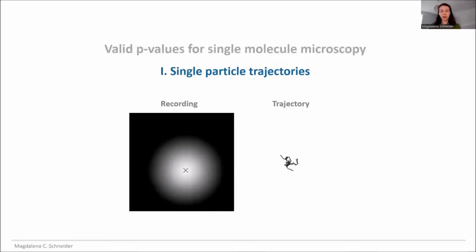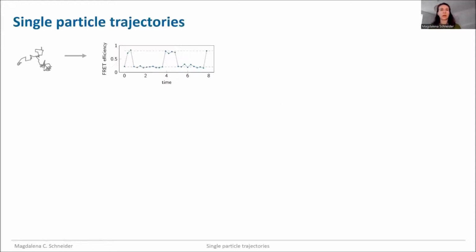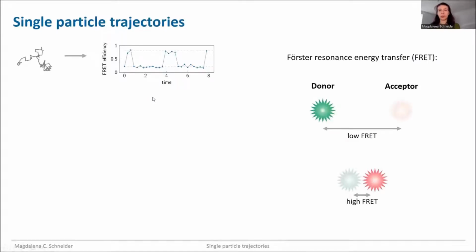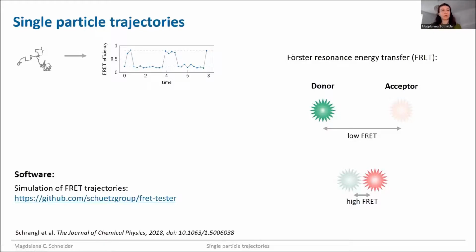Now we'll come to the first application, which is single particle trajectories, where you have a certain track. Here, for example, we recorded the FRET efficiency. Just to shortly explain that, there you have two fluorophores, a donor and an acceptor, and the brightness ratio between the two tells us something about the distance between them. A colleague of mine wrote a very nice software package for a simulation of such trajectories, which you can find under this link here.